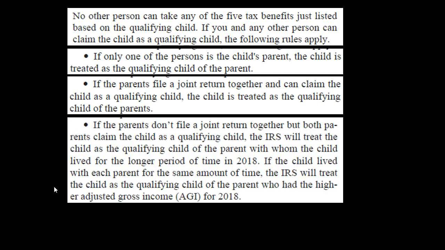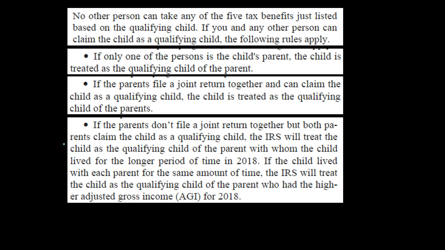Back to the text. If the parents don't file a joint return together, but both parents claim the child as a qualifying child, the IRS will treat the child as a qualifying child of the parent with whom the child lived for the longer period of time in 2018. If the child lived with each parent for the same amount of time, the IRS will treat the child as a qualifying child of the parent who had the higher adjusted gross income, AGI, for 2018, the taxable year. And this is going to be kind of the general default rule, the general default situation.